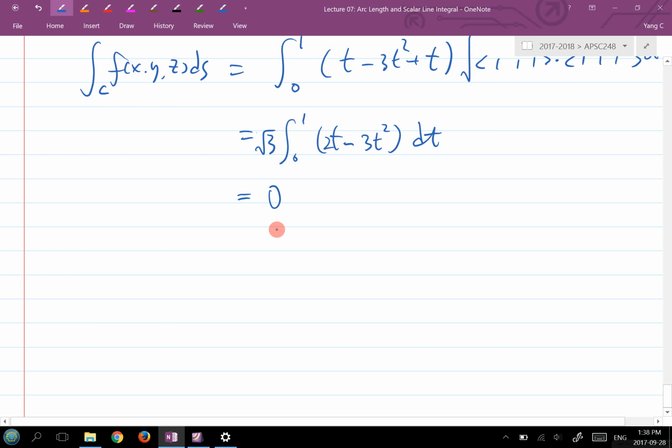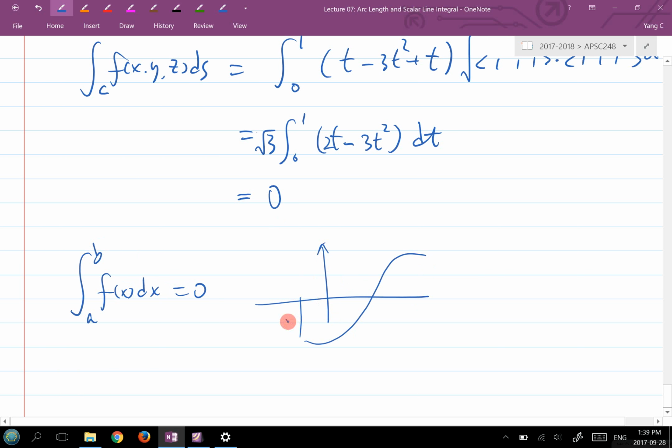It's like when you're integrating a single variable function, and often you also get a 0. Maybe I'll ask you this: what does this 0 actually mean? Can you give me an example? When you're integrating a curve from A to B, the area equals 0, which is okay. Negative plus positive equals 0. Yes, symmetric.